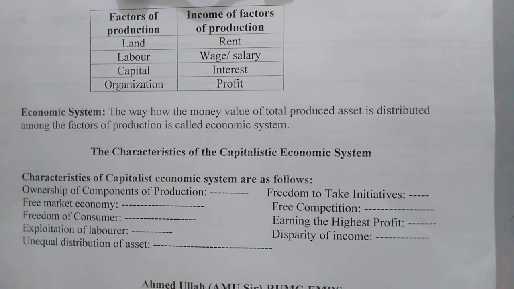In the capitalist economy, the laborers get minimum wage and capitalists earn more money. As a result, there is unequal distribution of asset in our society. So dear students, these are the characteristics of the capitalist economic system.